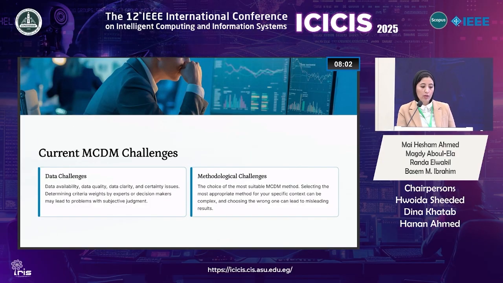Okay, we categorize the multi-criteria decision-making challenges into data challenges and methodological challenges. Data challenges: the final decision is influenced by data availability, data quality, and data clarity with uncertainty, and also the weights of these criteria are set by the decision makers. For that, it gives us another challenge: subjective judgment.